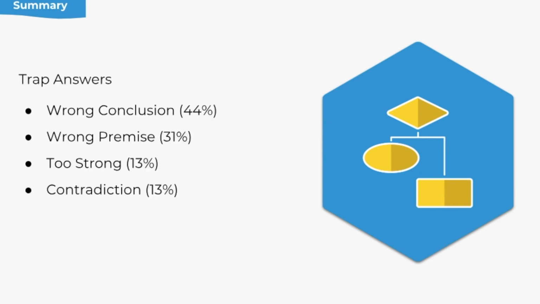The trap answers to be on the lookout for, again, remember, are wrong conclusion, that they're asserting you get to the wrong place or that they're asserting that someone used a different premise than was actually used. Answer choices that are too strong and those that simply contradict the argument.